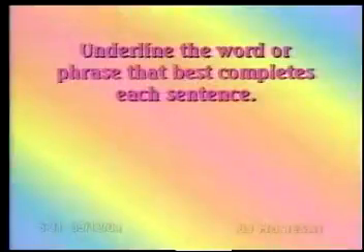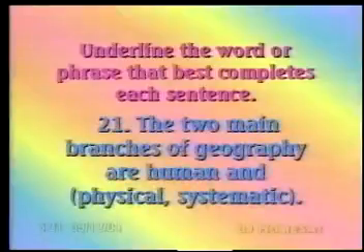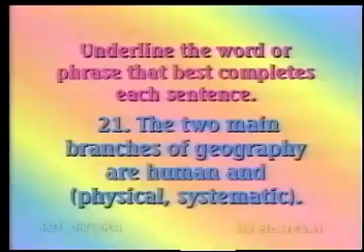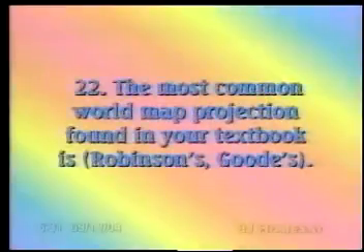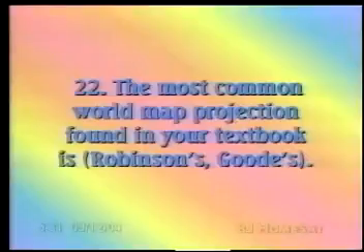Now we're going to go on to the section on the front of the page where you underline the word or phrase that best completes each sentence. Number 21. The two main branches of geography are human and physical or systematic. Physical. Remember, systematic is a way to study geography. Number 22. The most common world map projection found in your textbook is Robinson's or Good's? Robinson's.